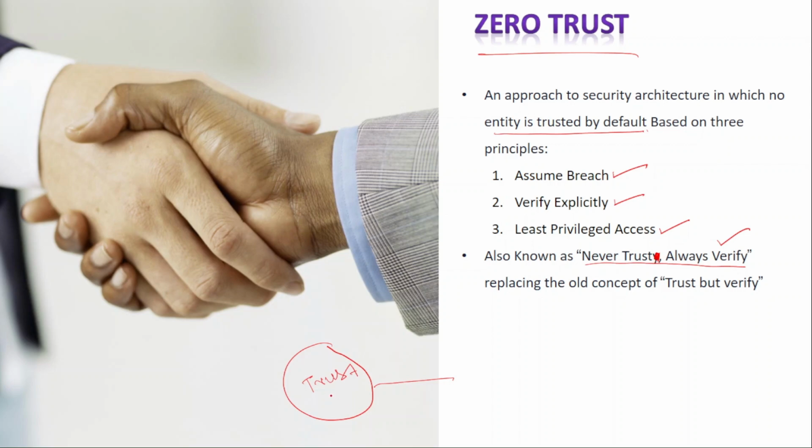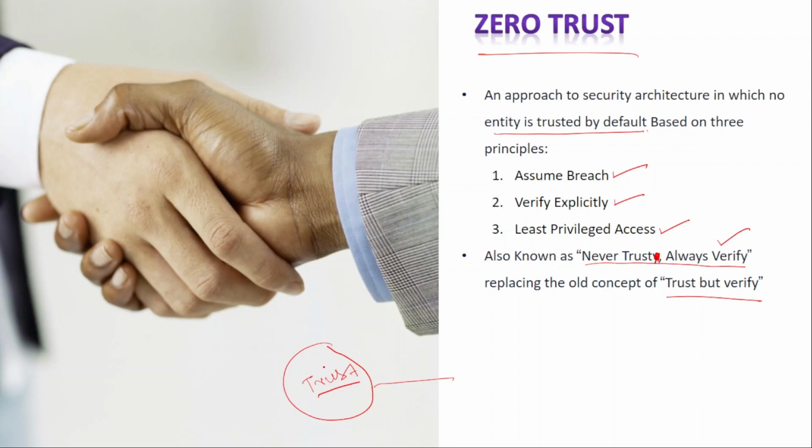So everything inside this perimeter was trusted by default because they were inside our organization perimeter. So the trusted devices were not always authenticated or verified. But in zero trust architecture, you should never trust, even if someone or something such as a user or device is inside your organization. You should always verify their identity, replacing the old concept of trust but verify.